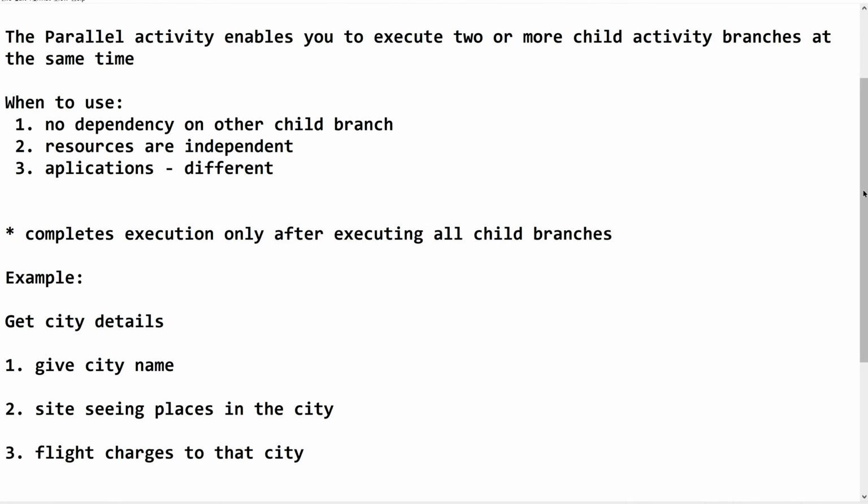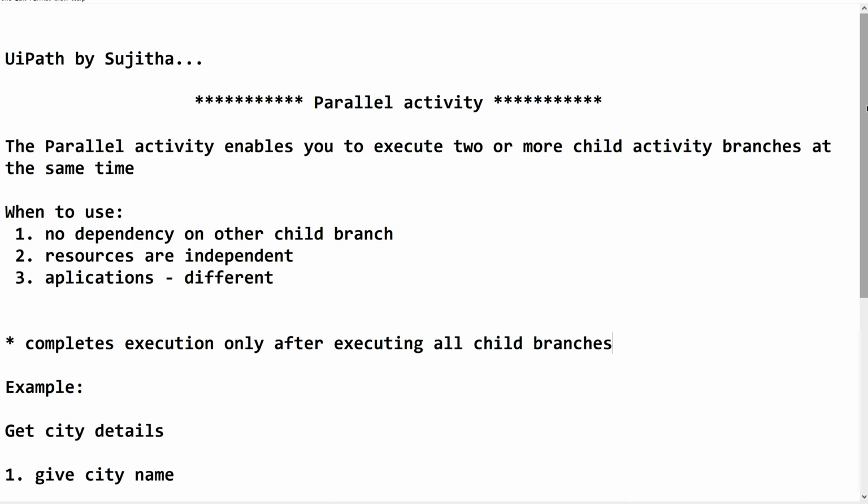I hope you got a clear understanding of this parallel activity. So a quick recap: parallel activity is nothing but a simple activity which enables us to execute two or more child activity branches at the same time. So when to use? When there is no dependency on the child branch operation, when resources are independent enough, and when we are dealing with different applications or different databases.